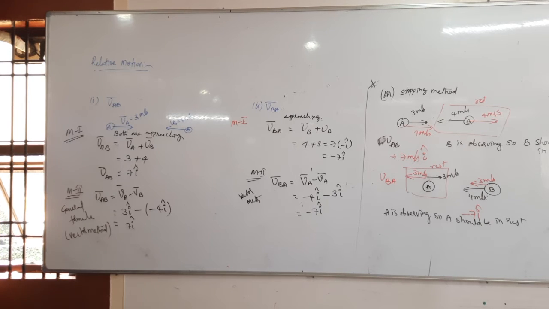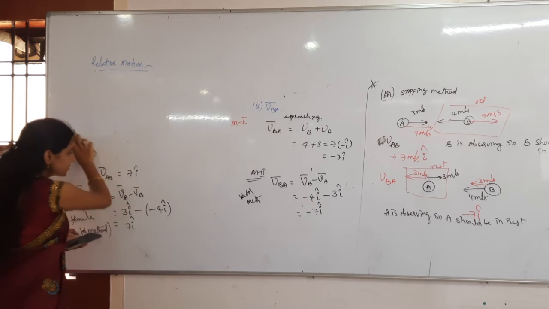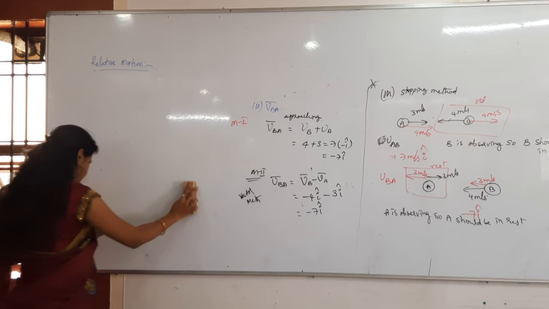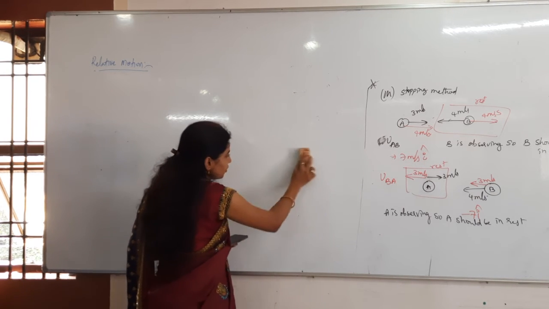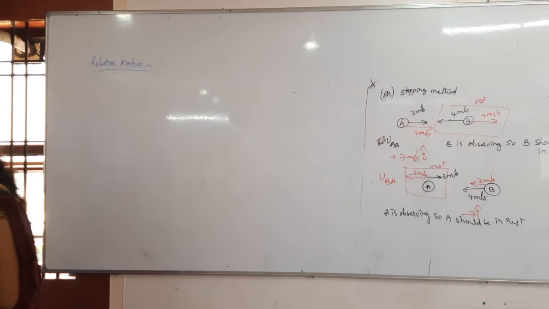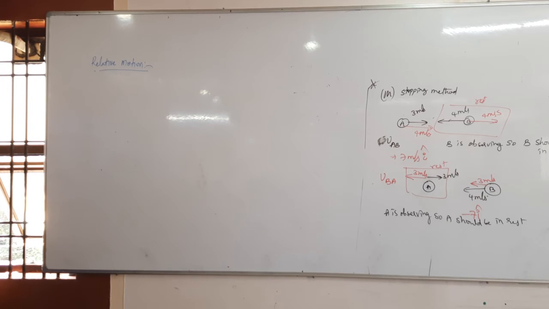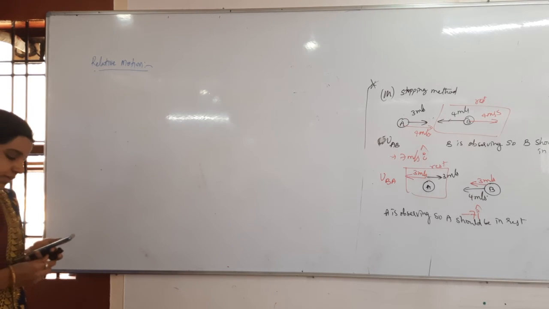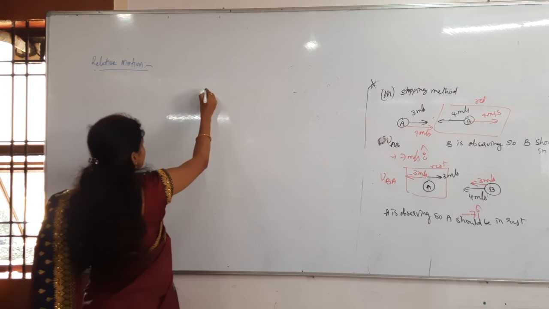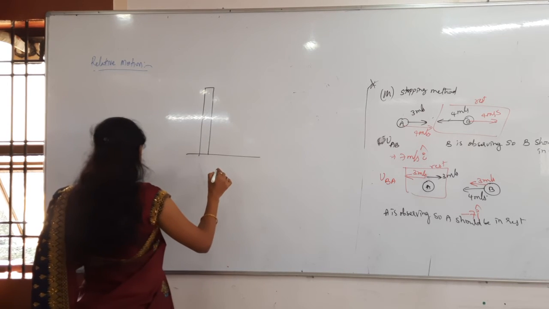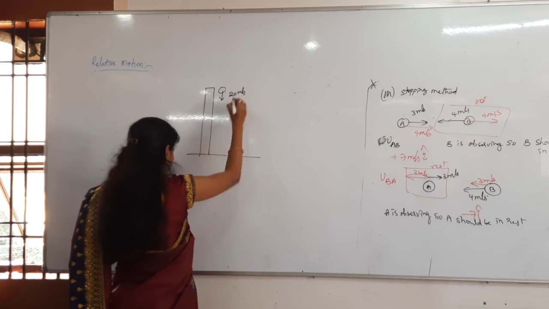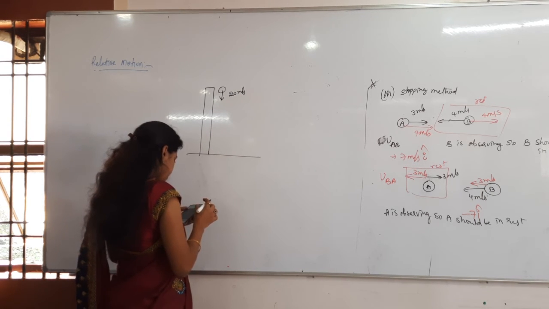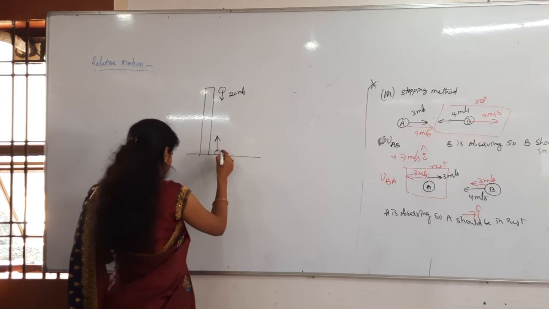In the situation shown in the figure, if both the balls are thrown at the same time, find the time taken by the balls when they collide with each other.